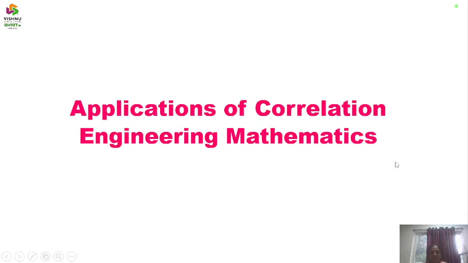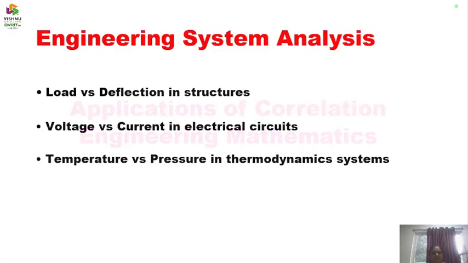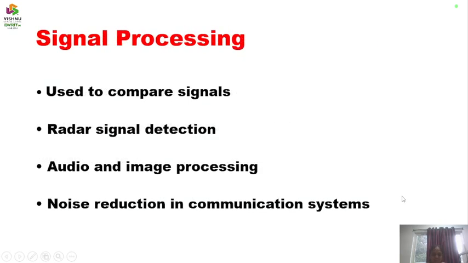So with that, all the introduction part of the correlation is completed. Now we can see applications of the correlation, engineering, mathematics. In engineering, system analysis we are going to use, and load and deflections in the structures, voltage and current in electrical circuits, temperature and pressure in thermodynamic systems also. In signal processing, it is especially used to compare signals, radar signal detection, audio, video, image processing, noise reduction in communication systems.